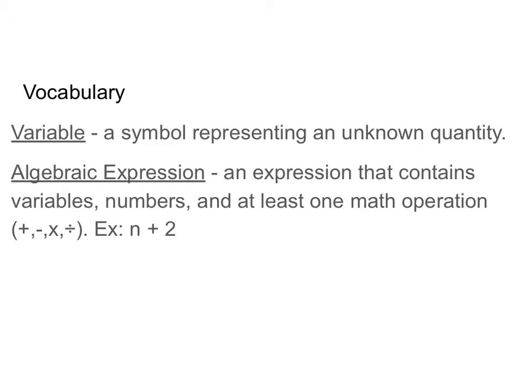So let's go ahead and go over the vocabulary. I did mention a variable. What is a variable? It's a symbol representing an unknown quantity. The symbol is usually represented as a letter, like X or Y or N for any number, right? Then you have an algebraic expression. It's an expression that contains variables, numbers, and at least one math operation. So you have the plus, minus, multiply, or divide. Here's an example of an expression: n plus 2, and that is an expression.